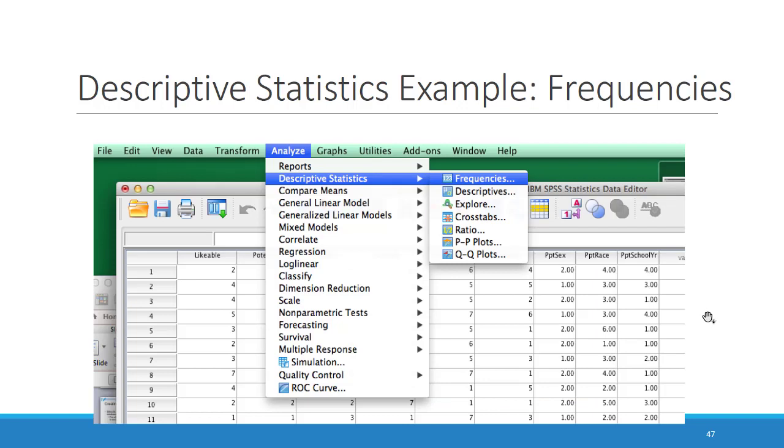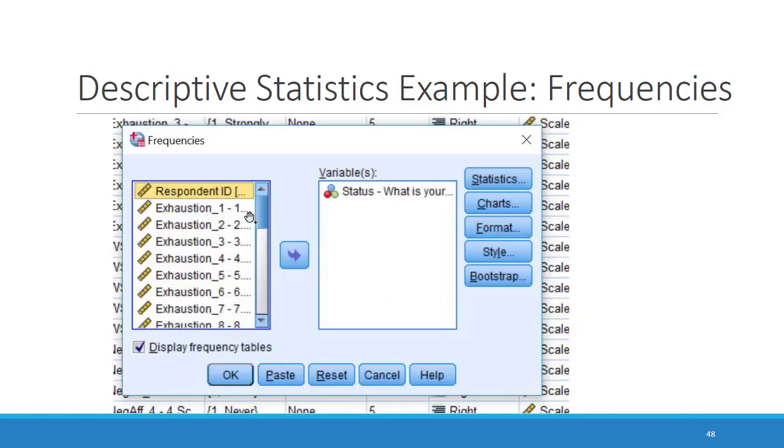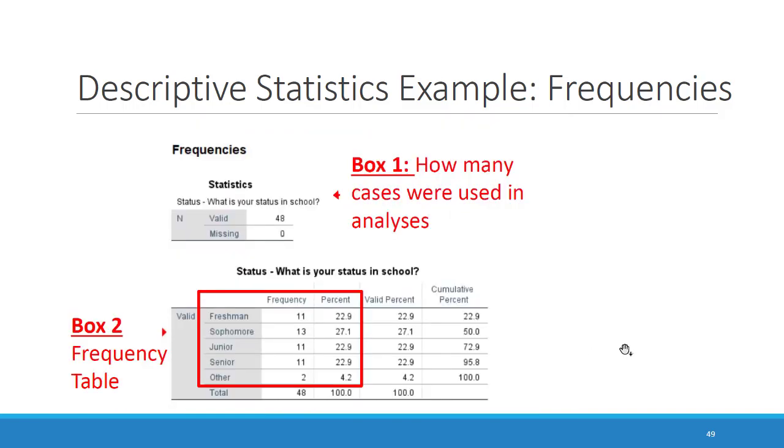So here's an example of frequencies. Again, we're going to analyze. We're clicking on descriptive statistics and we're clicking on frequencies. We are going to move the variable over from the left-hand column to the right-hand column. And then we're going to click OK.